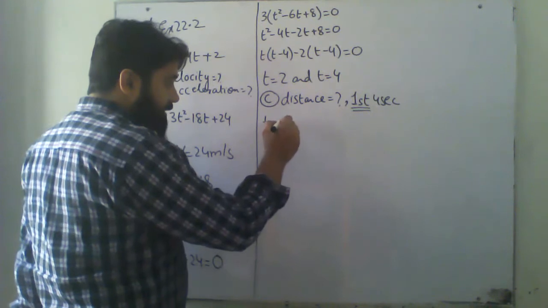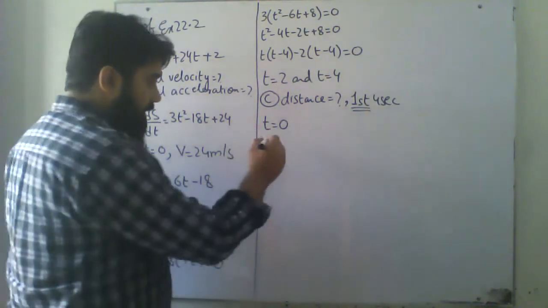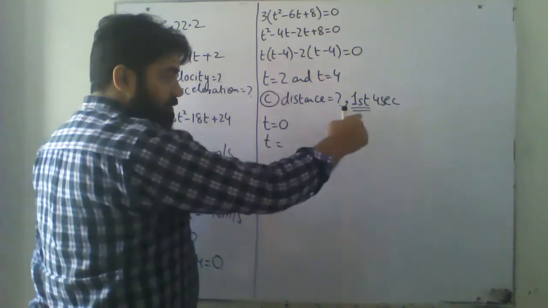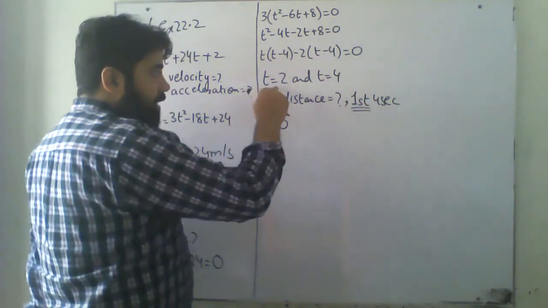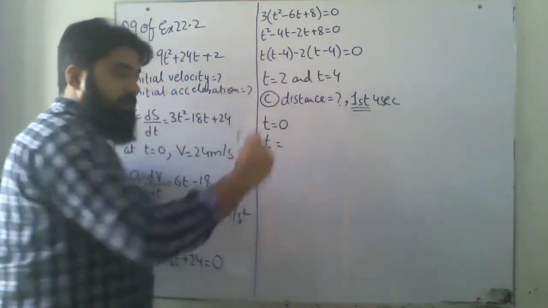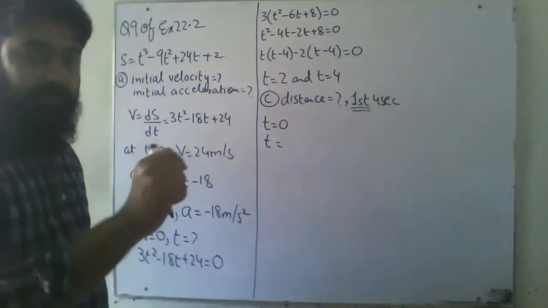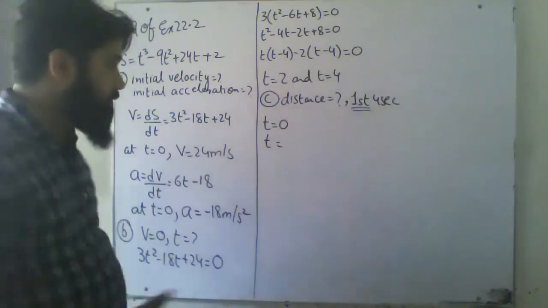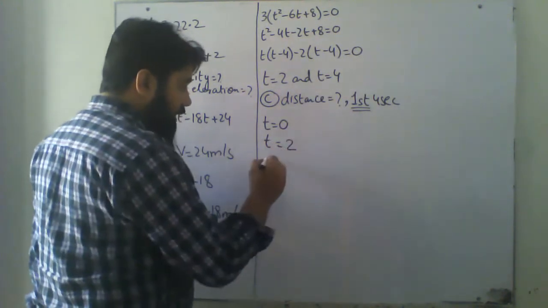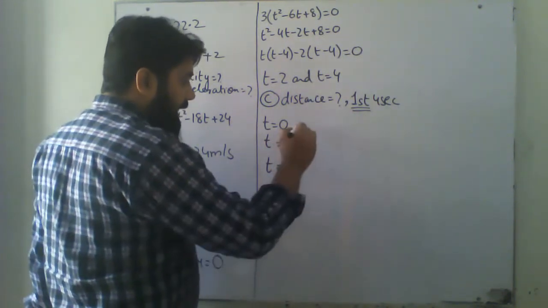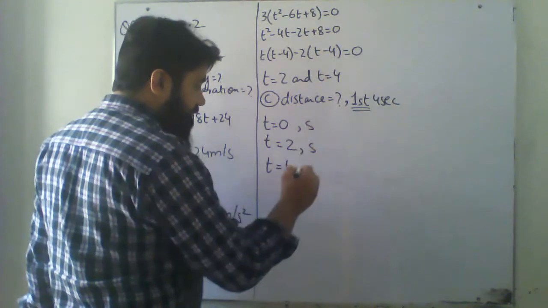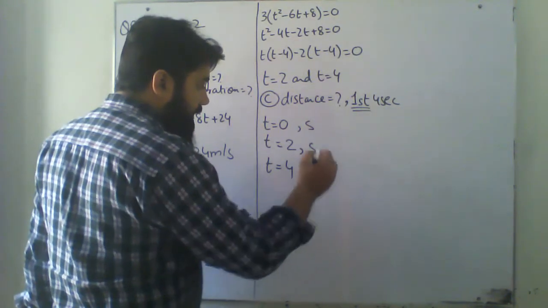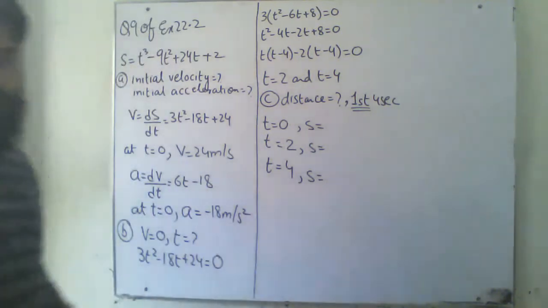You will take displacement at t equals to 0. Then in the first 4 seconds, there were time instants where velocity was 0, t equals to 2 and t equals to 4. So t equals to 2 and t equals to 4. At all these times, I have to find what is going to be the displacement.